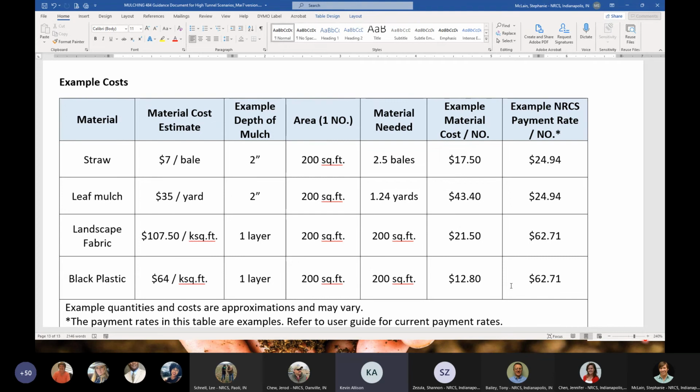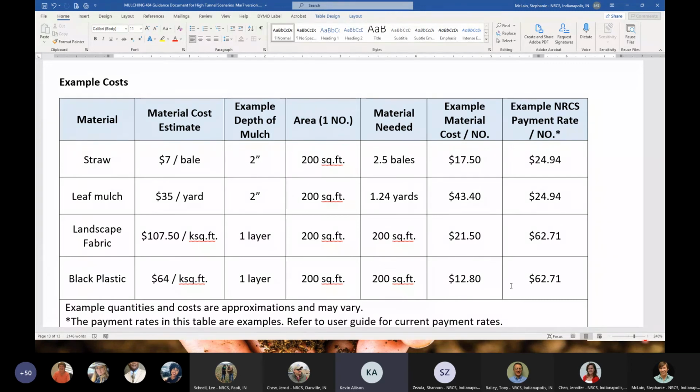But I just wanted to show that, like, straw at potentially $7 a bale, it takes 2.5 bales to cover one number. So it's going to cost about $17.50 just of material to cover that one number of mulching, or 200 square feet of mulching, and the payment rate might be like $24.94 per one number. So that's kind of how those compare. You can see the leaf mulch, $35 a yard.